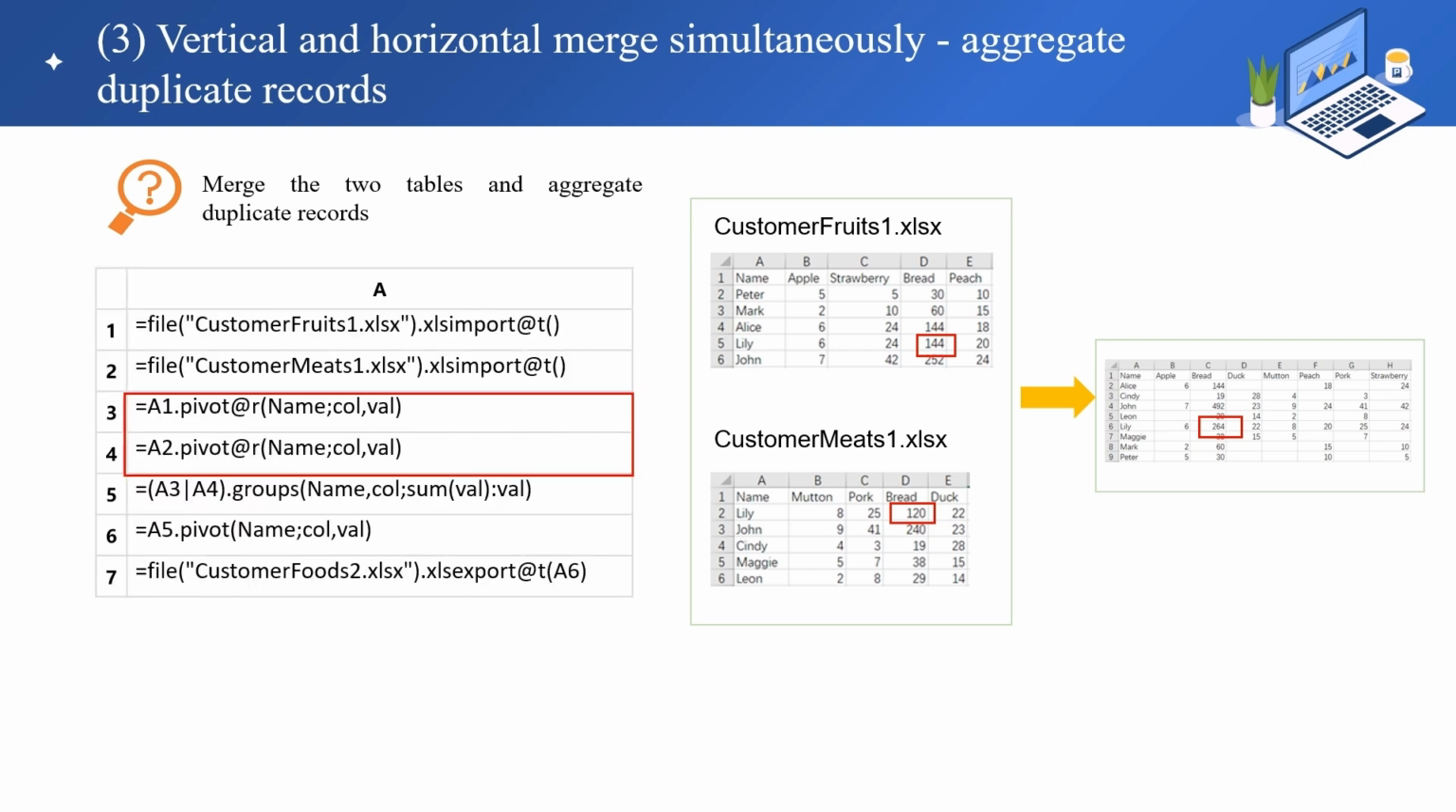First, use pivot_r to transpose the original data of pivot structure to a list, and then merge the two lists and group and aggregate by name and column. After aggregating, transpose the data back to pivot structure.